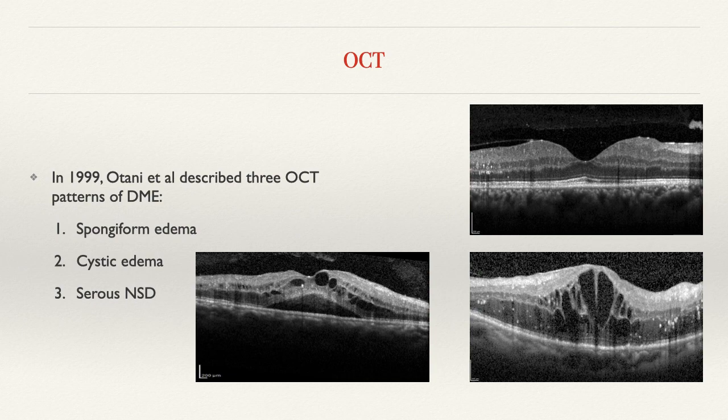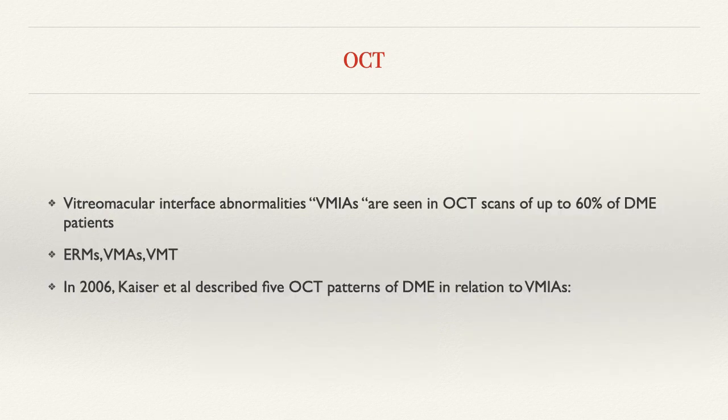In 1999, Otani et al. described three patterns of macular edema on OCT, which correlated well with the well-known fluorescein leakage patterns of macular edema. These patterns include spongiform edema, cystic edema, and serous neurosensory detachment.